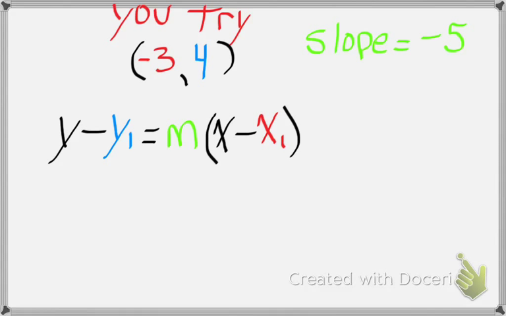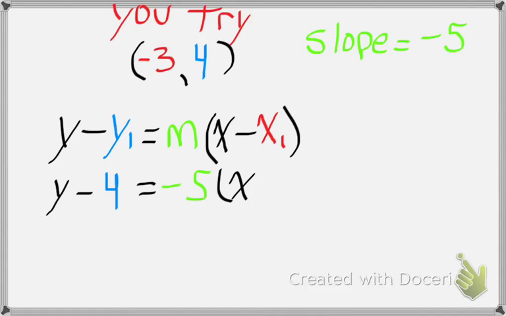Okay, so what we're going to do is just plug in for y1, x1, and m. It's always going to start off as y minus y1. y1 is positive 4, so y minus 4, equal sign. M is the slope. It says the slope is negative 5, so put a negative 5 there. Open parenthesis, it's always going to be x right here.